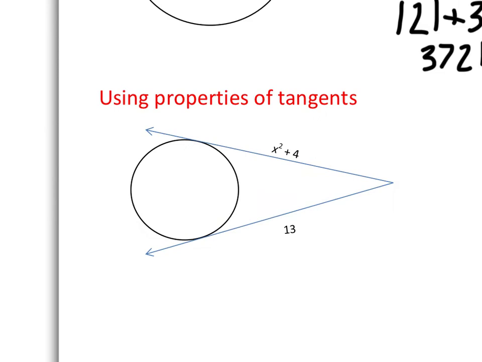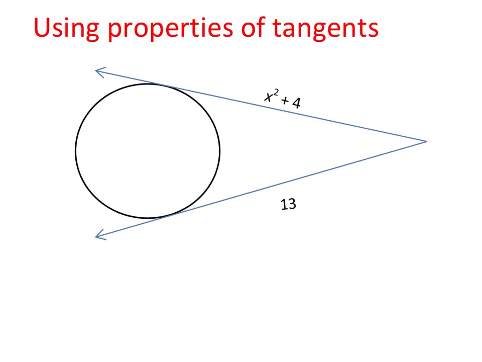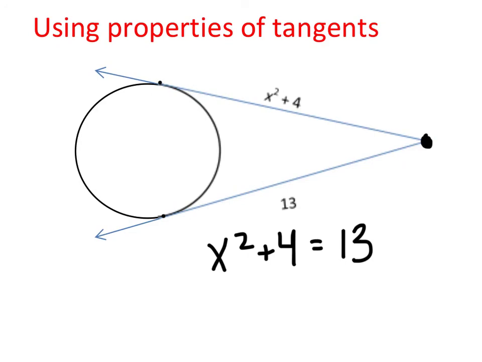And last, we are going to use properties of tangents. So we had a theorem that said if two lines were from the same external point and they were both tangent to the circle, then these two segments would be congruent. So our task here is to find x. So we would set up x squared plus 4. That should be equal to 13.